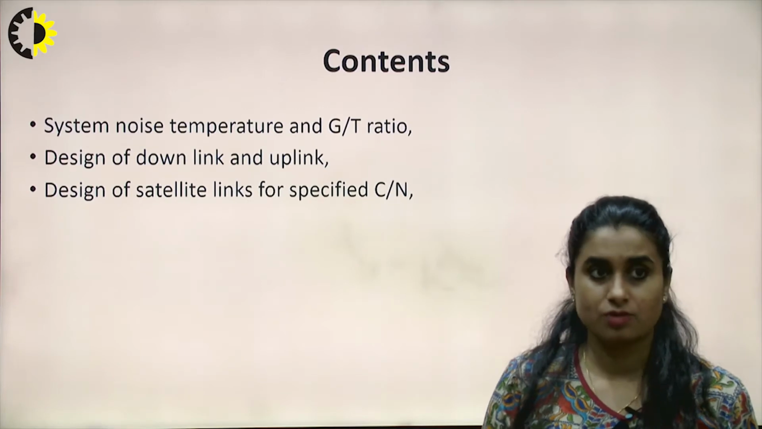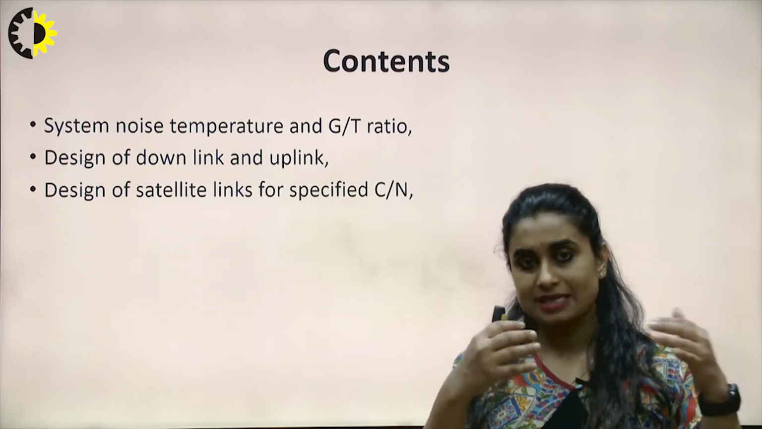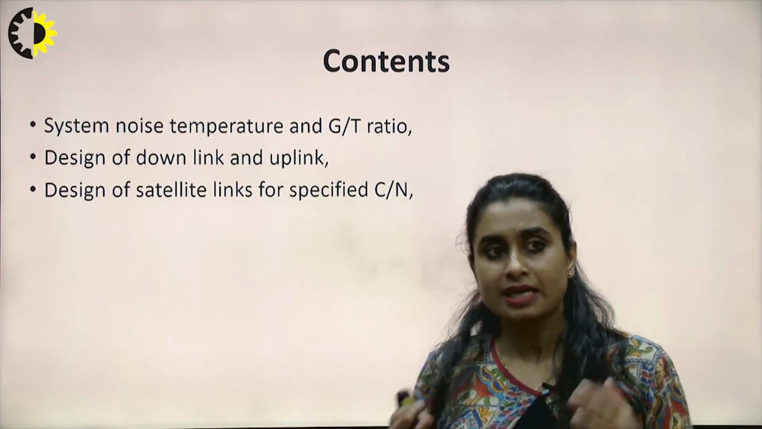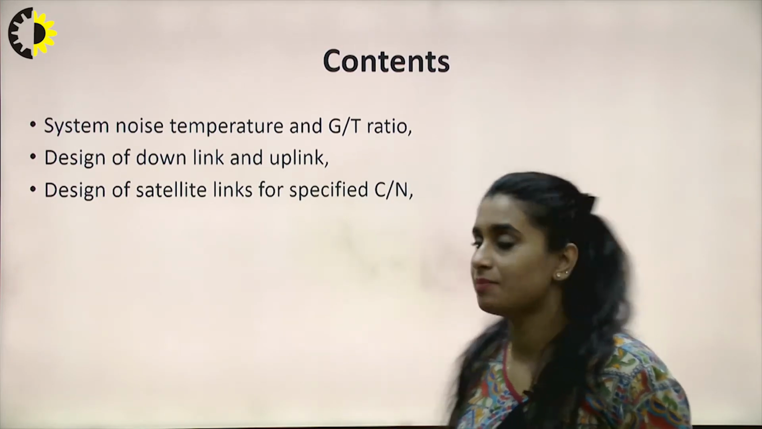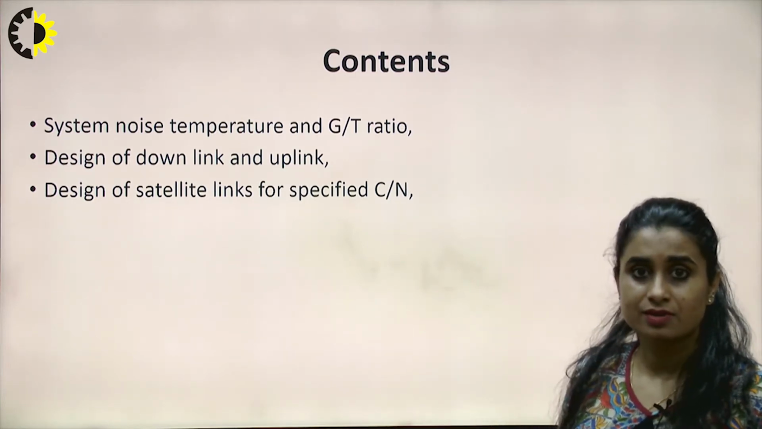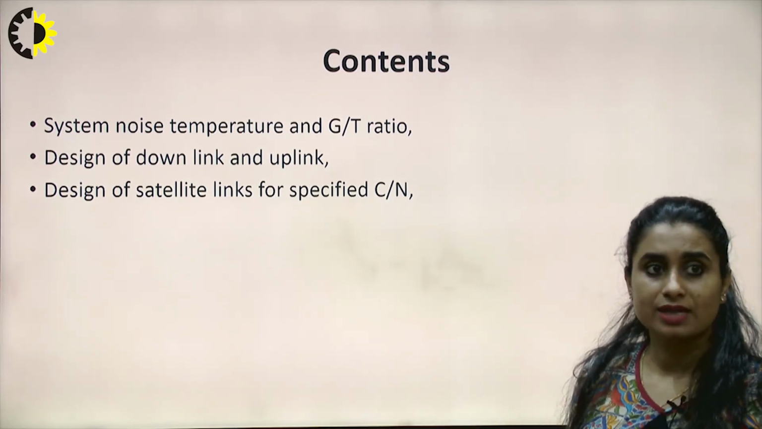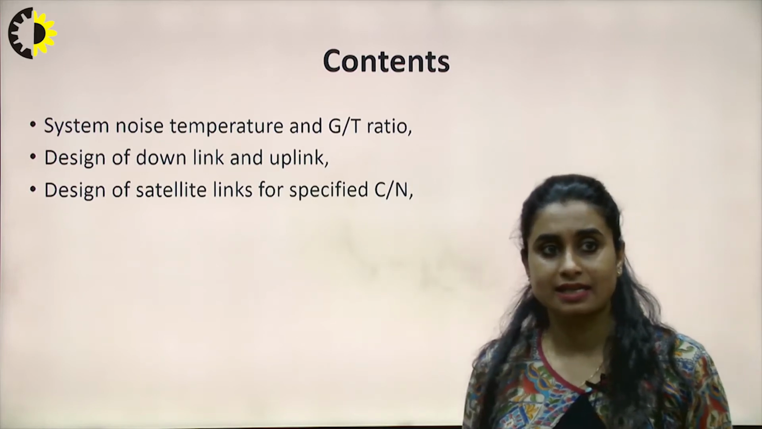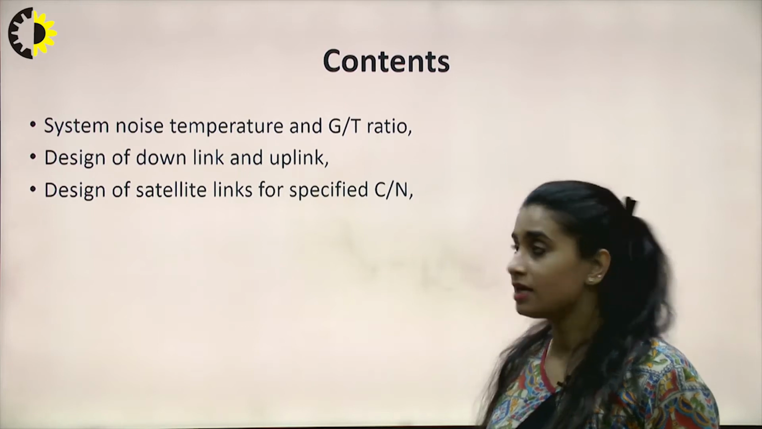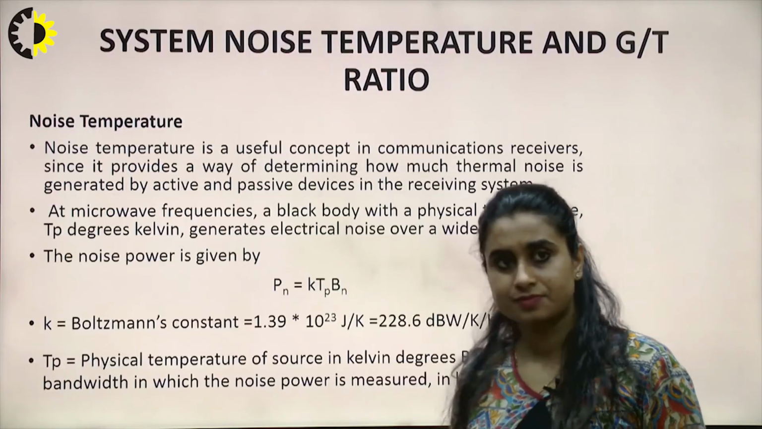So we'll be talking about system noise. The basic link design calculation we have already discussed in the previous lecture. Here we'll be talking about system noise temperature and G to T ratio, design of downlink and uplink, and design of satellite links for specified C to N, right? We'll talk about these terms.